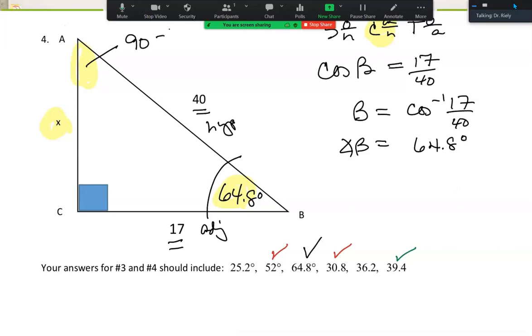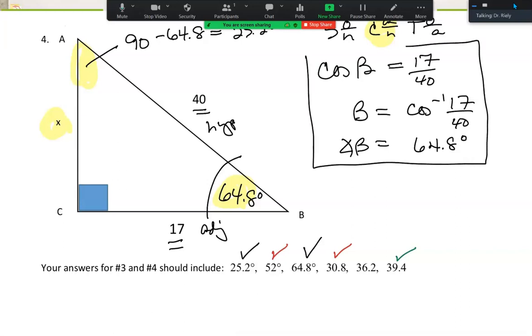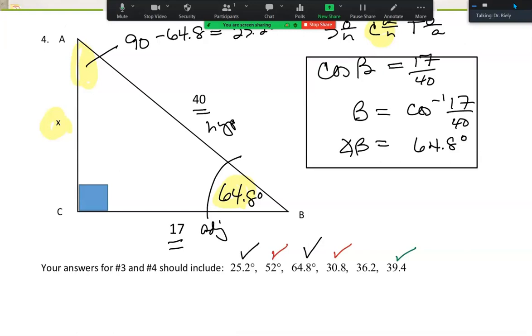So 90 minus 64.8 will give me 25.2 degrees. That checks. So I'm going to box this guy off. That was for the cosine to solve for a missing angle. And now let's try and get another problem solved.